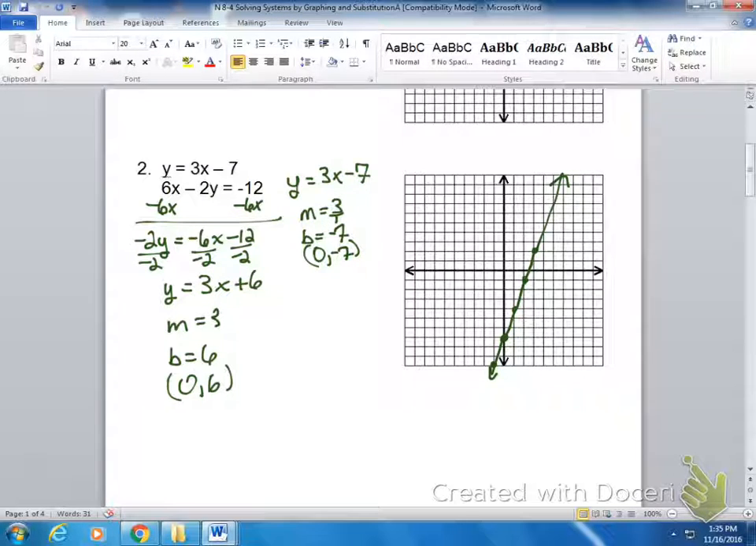My other line starts at 0, 6. 1, 2, 3, 4, 5. Right here. It also has a slope of 3, so up 3, right 1. But I can't go any further, so down 3, left 1. Now you might have noticed already because of the slopes, these are parallel lines. And guys, when we have parallel lines, there is no solution.